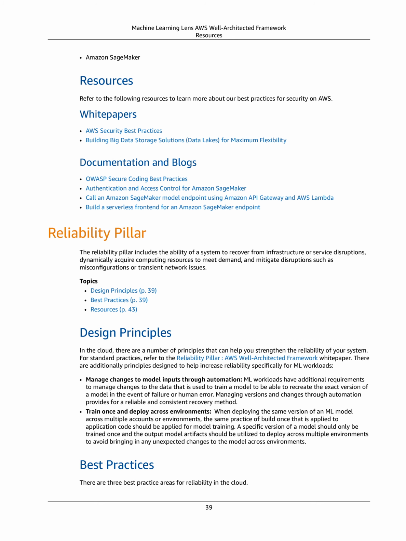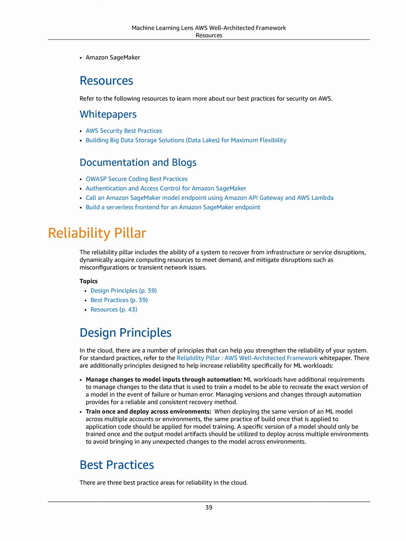Resources. Refer to the following resources to learn more about our best practices for security on AWS. Whitepapers, documentation and blogs: OWASP Secure Coding Best Practices. Authentication and access control for Amazon SageMaker. Call an Amazon SageMaker model endpoint using Amazon API Gateway and AWS Lambda. Build a serverless front end for an Amazon SageMaker endpoint.